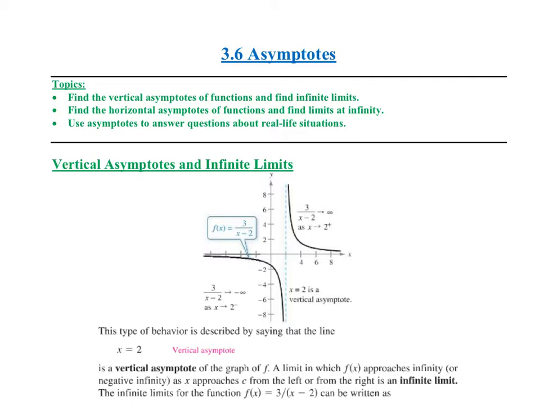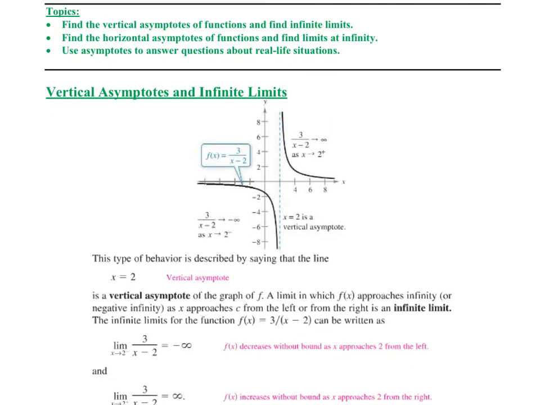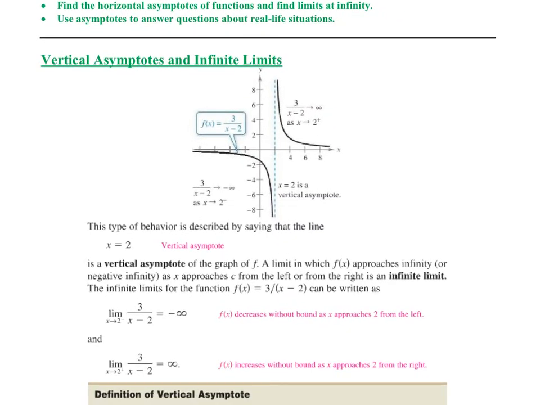For instance, let's look at this first graph right here. When you look at the graph of 3 over x minus 2, you see that there's that dotted line at x equals 2. You see that the function approaches that line from the left and from the right, but it never actually touches that line. That line is called a vertical asymptote. So a limit in which f of x approaches infinity or negative infinity, as x approaches that value, in this case x equals 2, from the left or from the right, is called an infinite limit.